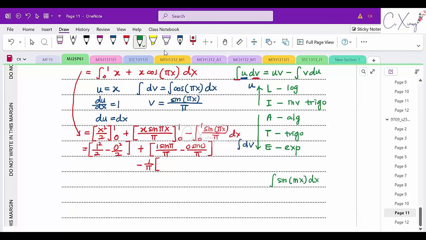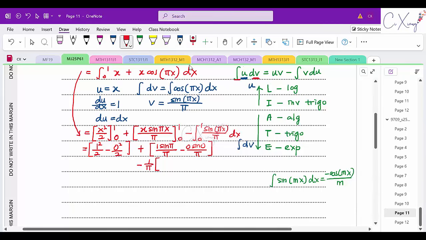So just a small recall, integrate sine mx, you should have negative cos mx over m. Because differentiating cos, you have a negative sign, right? But you have a positive sign here, which means that the answer here, after the integration, is negative cos, okay? The negative is here at the cos part, right? So integrate sine pi x, you'll have negative cos pi x over pi. Again, with the limit of 1 and 0.